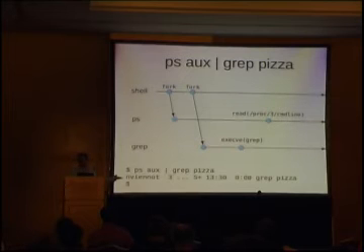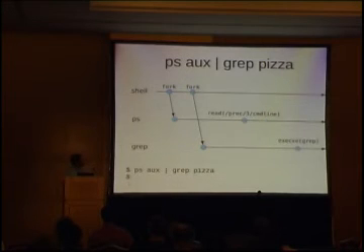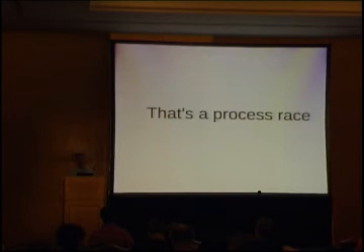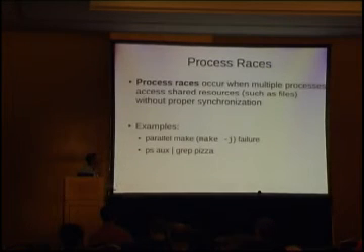1 line of output. But on the other hand, consider the case where the read system call is performed before the execv system call. The read command line is going to be the shell command line, resulting in an empty output. And that was a process race. And more generally, process races occur when multiple processes are trying to access the same resource without proper synchronization.